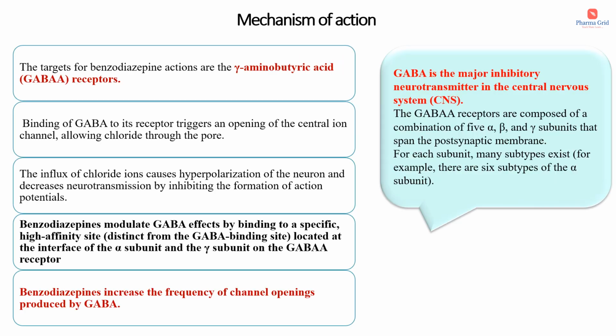Coming to the mechanism of action of benzodiazepines, the target for benzodiazepine actions are the GABA A receptors. GABA A means gamma aminobutyric acid receptors. So what is this GABA? GABA is the major inhibitory neurotransmitter in the central nervous system. The GABA A receptor is a member of the ligand-gated ion channel superfamily of receptors. The GABA A receptors are composed of a combination of alpha, beta and gamma subunits that span the postsynaptic membrane.